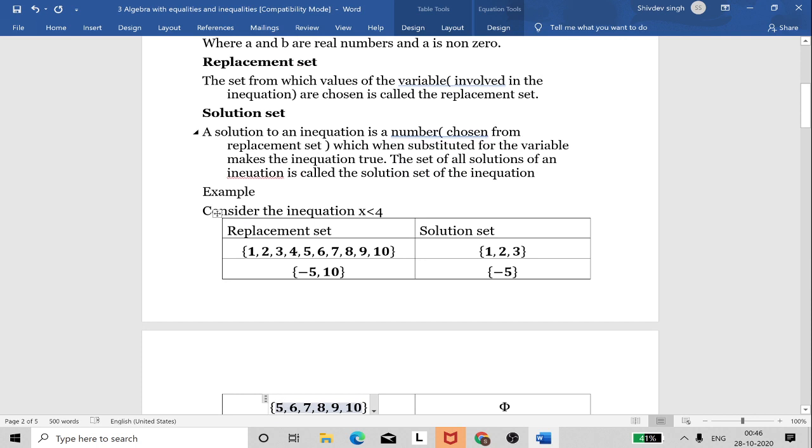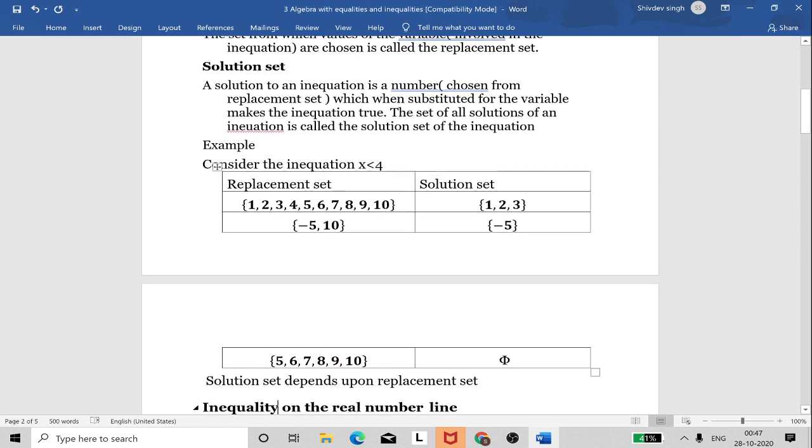Take the example of this inequation, x is less than 4. This is the case of a replacement set. What will be the solution set? 1, 2, 3. Because only 1, 2 and 3 are the numbers from the replacement set which satisfy this inequation. Again, for the case of minus 5 and 10, what will be the solution set? The solution set will be only minus 5 because minus 5 is less than 4. 10 is not less than 4. 10 is greater than 4.